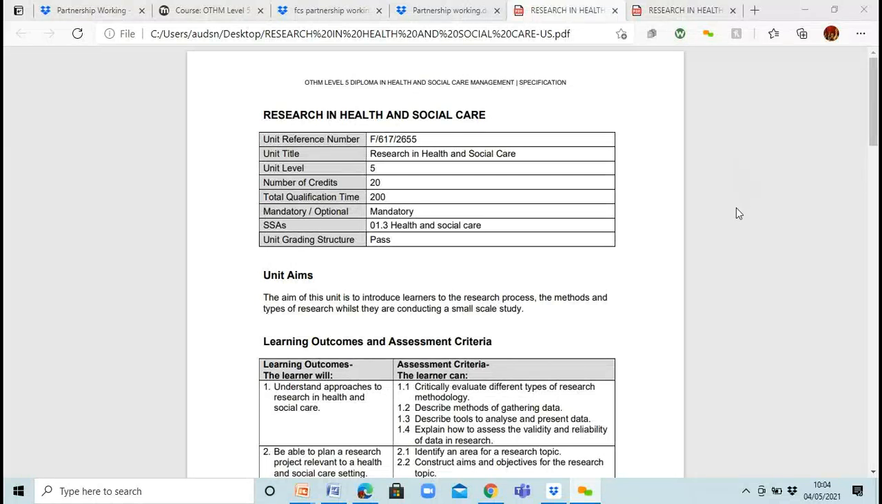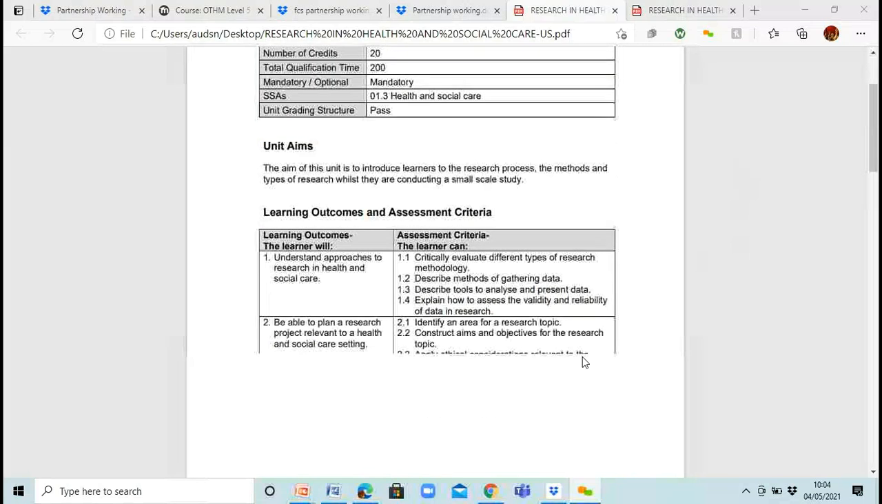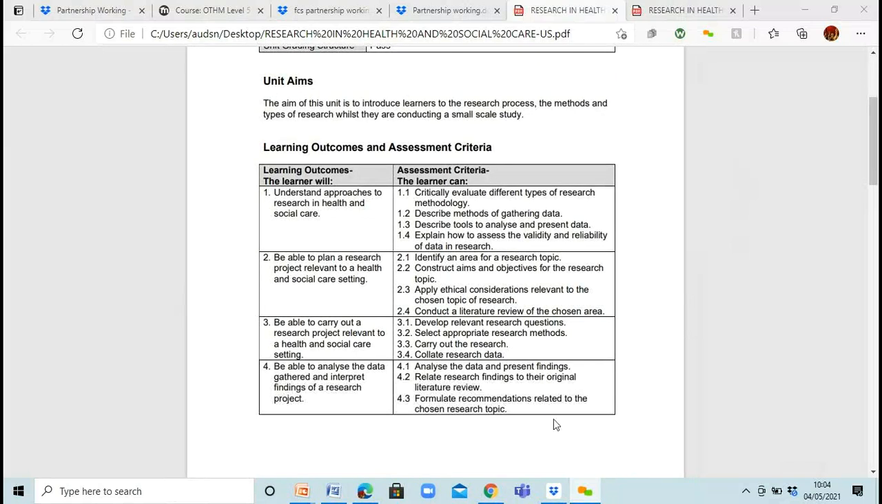So we're going to look at research in health and social care, and we're looking at the last learning outcome, which is learning outcome 4. Today it's going to be able to analyze the data gathered and interpret findings of a research project. So you're just looking at all the data that you've researched and how you're putting it down to paper now.